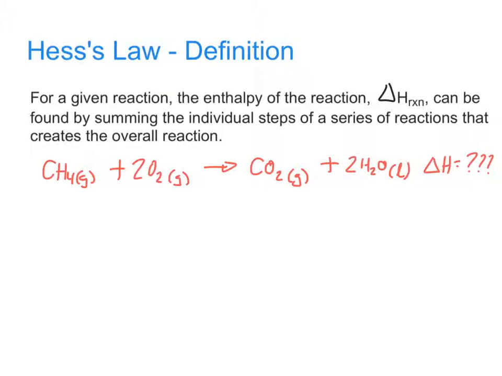For a given reaction, the enthalpy of that reaction can be found by summing the individual steps of a series of reactions that creates this overall reaction. So that sounds like a lot of words. Again, let's look at it with this example.